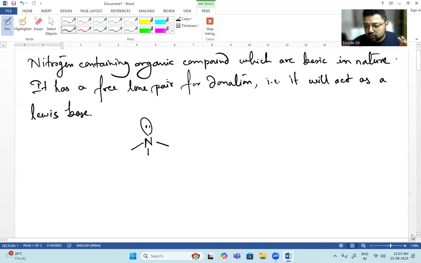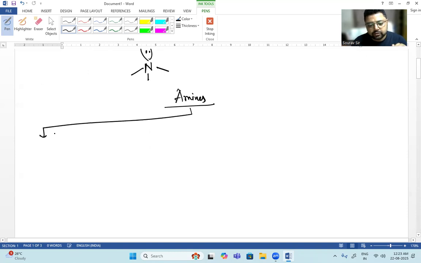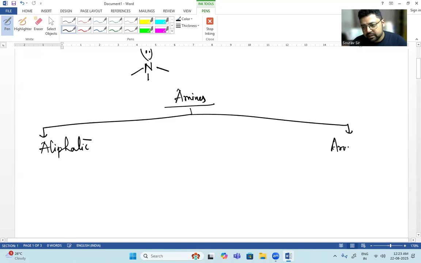Now, these amines can be classified into 3 categories. The first one is aliphatic amines. The second one is aromatic amines. Today we will focus mainly on the aliphatic amines.